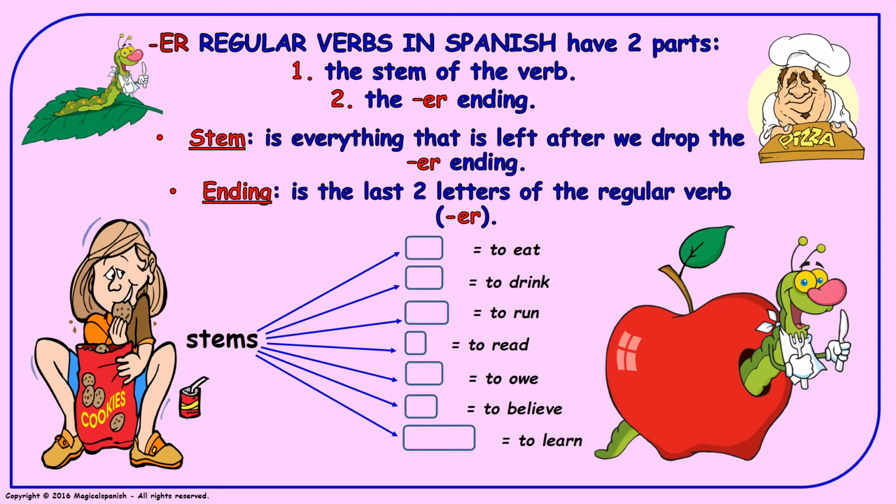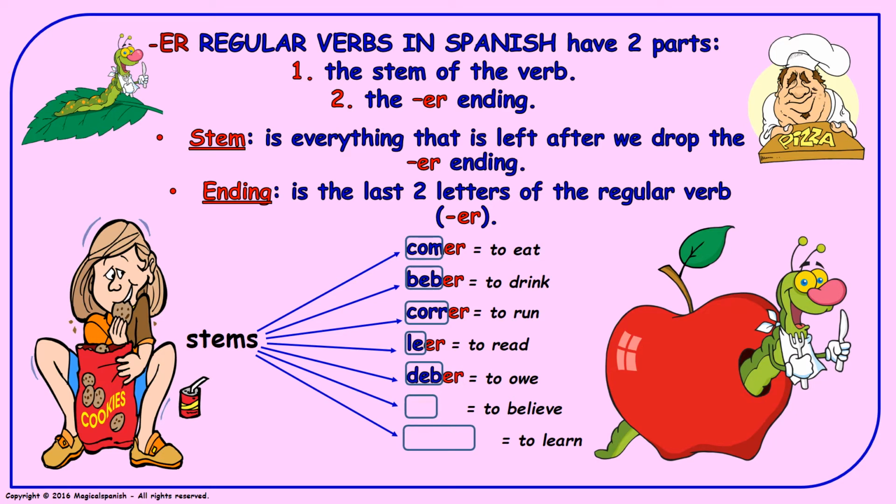Okay, now we have different examples with different verbs ending in er. Let's begin with comer. Comer is to eat, so the stem of this verb is com. Our next example is beber, to drink, and the stem would be beb. Now we have correr, to run. Correr, the stem would be corr. Now we have leer, to read, so in blue color the stem of this verb is going to be le.